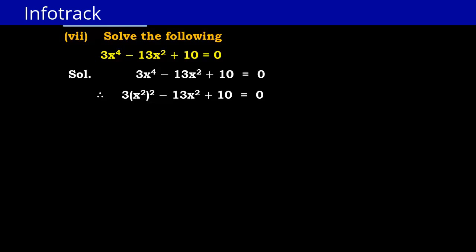So we can consider in this equation x square as m. So we get 3m square minus 13m plus 10 is equals to 0. Now see student, now this equation is quadratic equation. Now we can solve this equation and we can find factors of this quadratic equation, roots of this quadratic equation. Now see, we can solve this by factorization method.